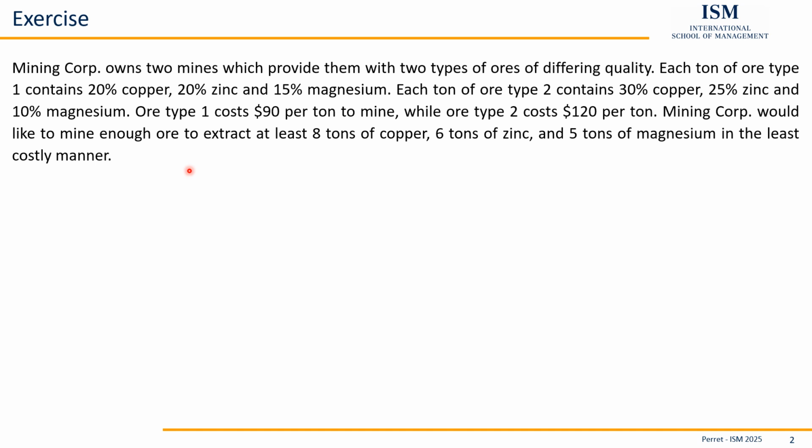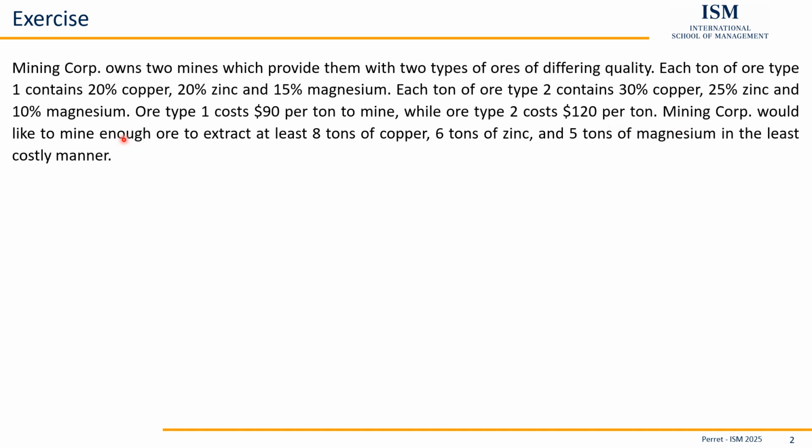Each ton of ore type 1 contains 20% copper, 20% zinc, and 15% magnesium. Each ton of ore type 2 contains 30% copper, 25% zinc, and 10% magnesium. Ore type 1 costs $90 per ton to mine, while ore type 2 costs $120 per ton.